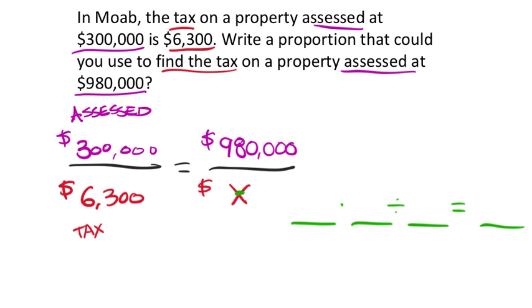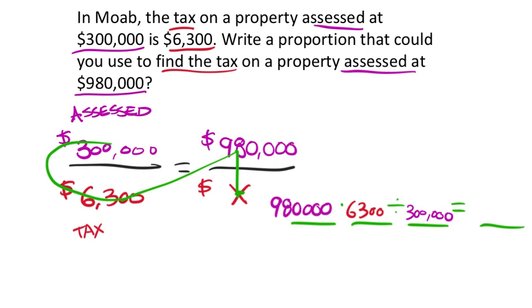Okay, so from my X, I'm gonna make the tail of the fish, which is a straight up and down line. In this case, up, and we run into that $980,000 assessed property. Cross back down to make the body of the fish. We run into the $6,300. We'll make the head of the fish, which is going to bring us back up to the $300,000 assessment. And then we'll come back down to the X.